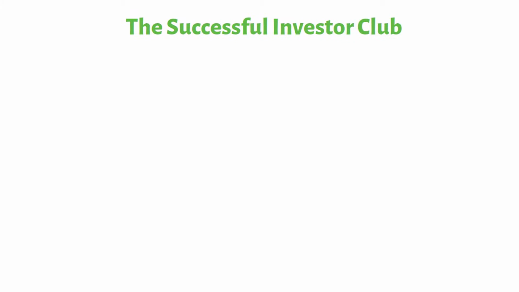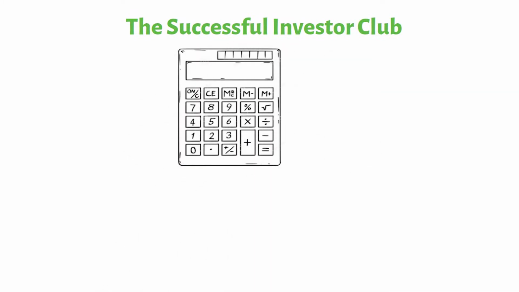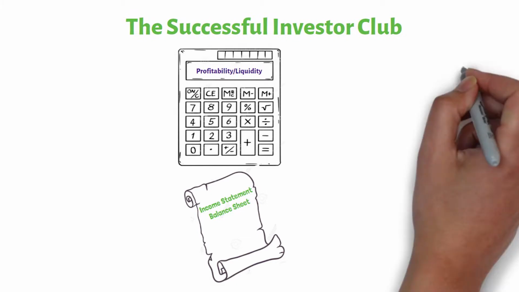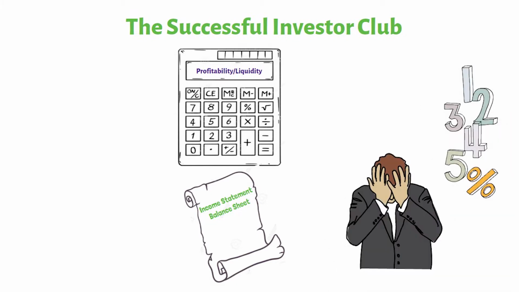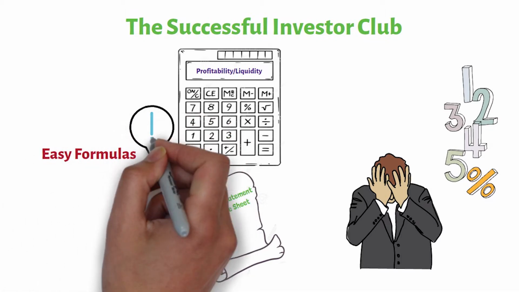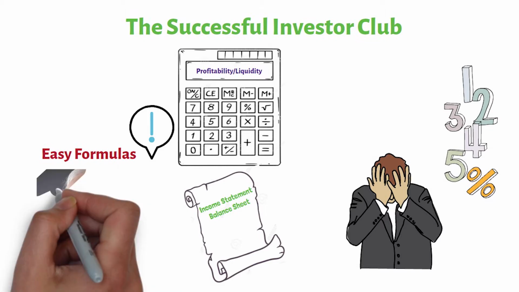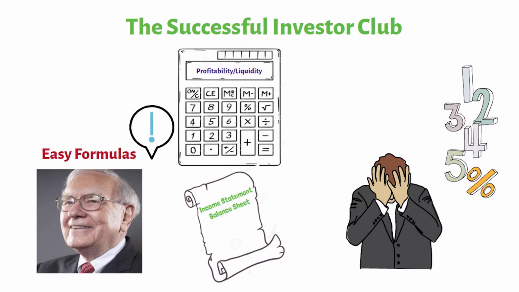Today we'll talk about how, through the help of calculations, we can find out whether an investment is profitable and liquid, and we'll look through the income statement and balance sheet of a few companies. You shouldn't be bothered by the different numbers and percentages because they aren't that complicated. Using easy formulas, we will see whether a company has good growth and solid business fundamentals. The legendary Warren Buffett also uses these formulas for evaluation of companies. We evaluate the development of a company by going through the fundamentals of its business.